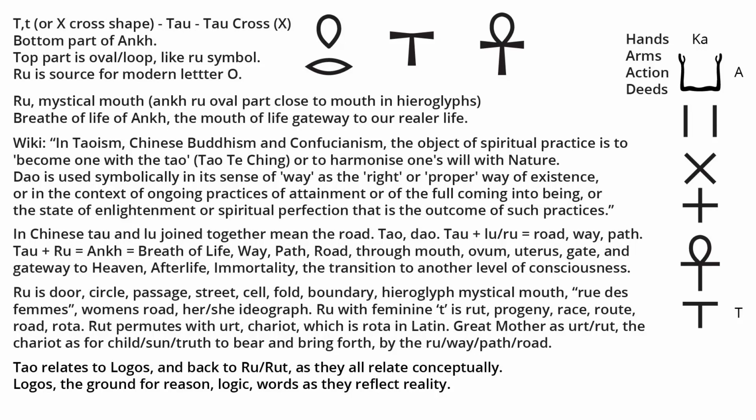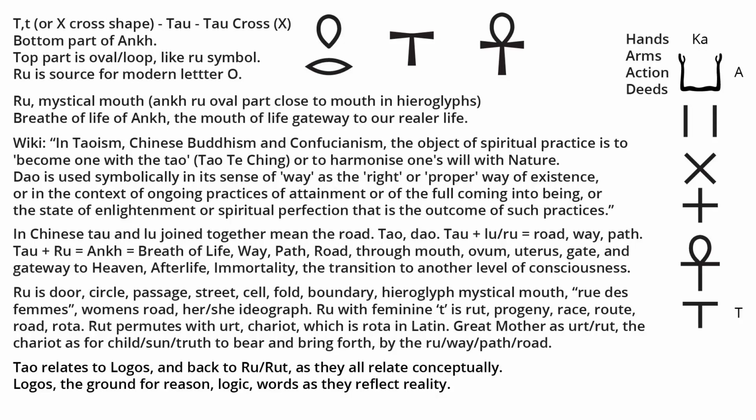Anyways, so the road, the rota, root, Ru, the root, and you have root that permutes with Urt, and Urt, chariot, which is rota in Latin. So the Urt, the chariot, rota, rut, Ru, the way, because the way around the wheel, around the rota, around the chariot, that's the way and the path around that rota, that wheel, the wheel of life, the wheel of fortune, the wheel of fate, the wheel of dharma, the wheel of destiny, the wheel of karma. It's all a path around it, going round and round in a cycle.